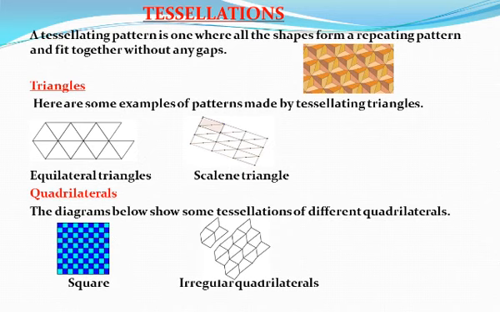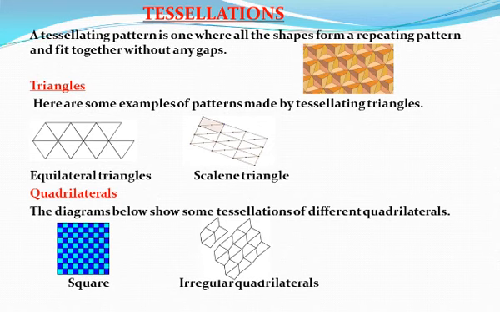And in the quadrilaterals, the diagram below shows some tessellations of different quadrilaterals. The square pattern is shown, and irregular quadrilaterals. Does any quadrilateral tessellate with itself? Does any triangle tessellate with itself?